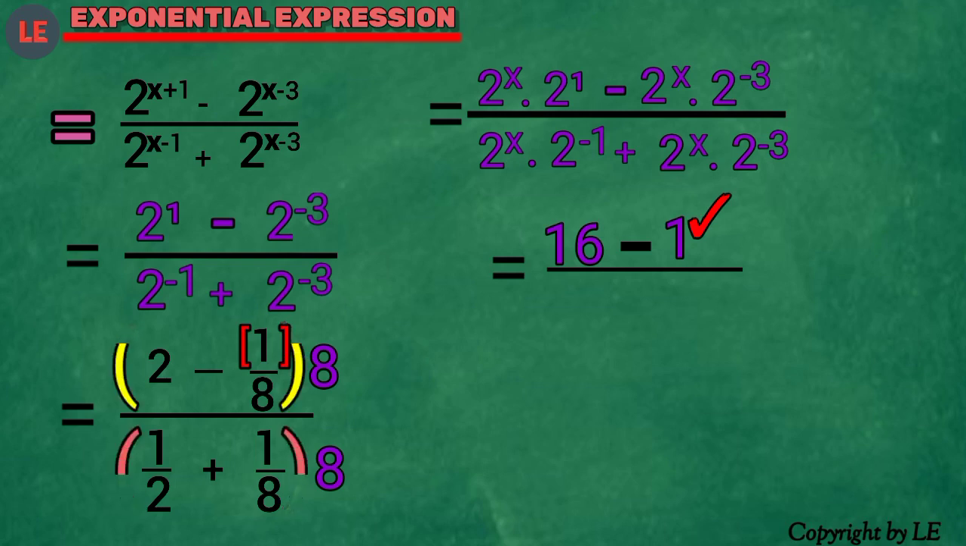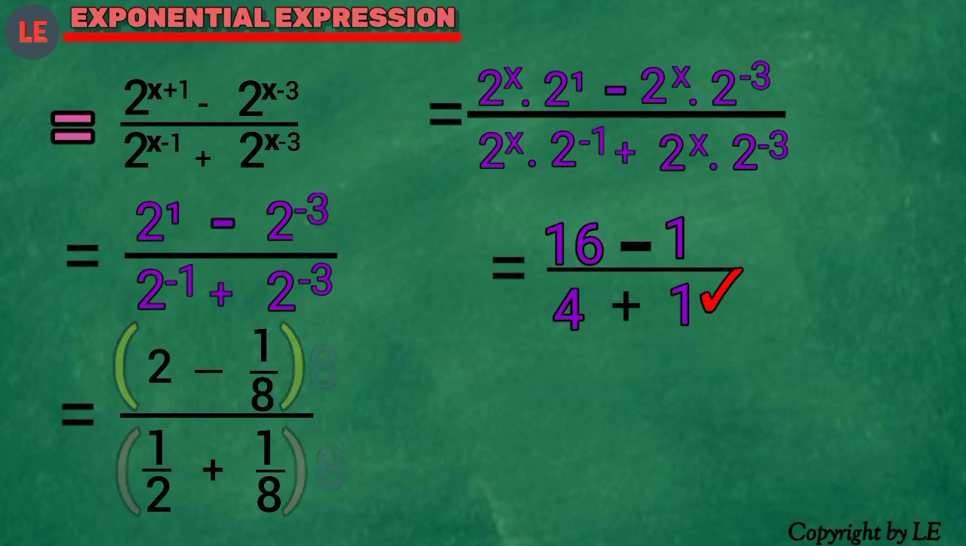Then, on the bottom side, we say this 8 times 1/2 is 4, that 4 multiplied by this 1 still gives 4, which we then write here, and introduce this plus sign. Then, this 8 times 1/8 is 1, then this 1 multiplied by this 1 gives us 1, which we then write down here.